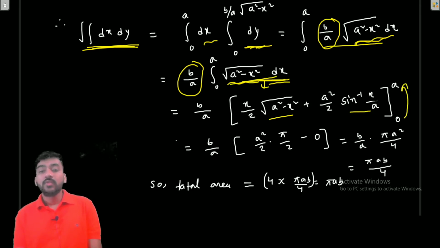Now if we put a first, this first term will vanish, because a square minus a square is 0. And what will the other term be? It will be sin inverse a by a, so sin inverse 1, and sin inverse 1 is nothing but pi by 2.